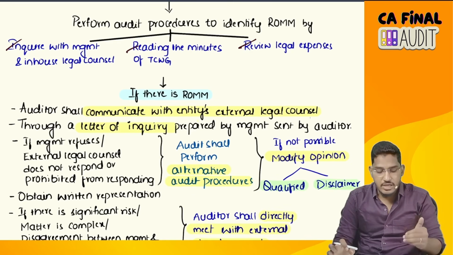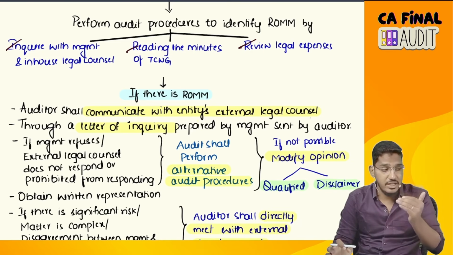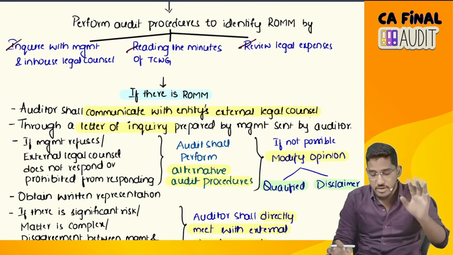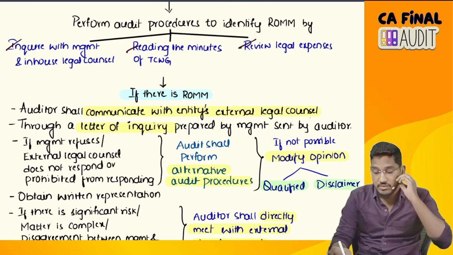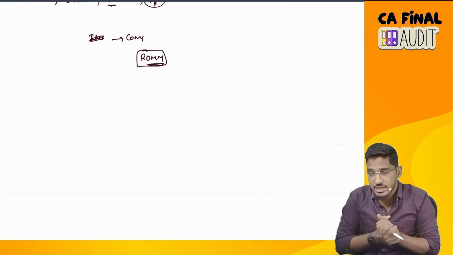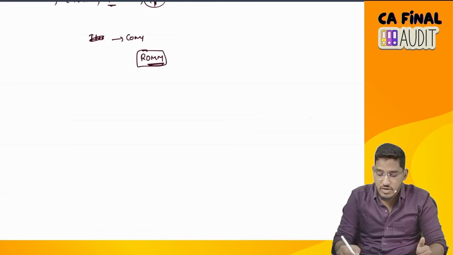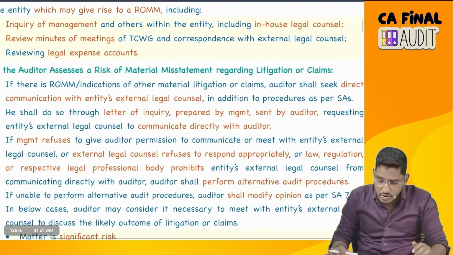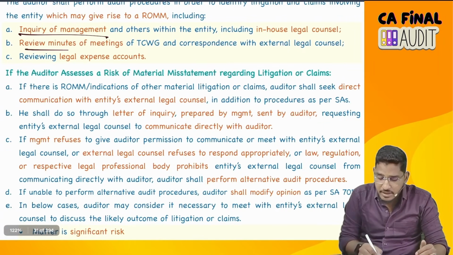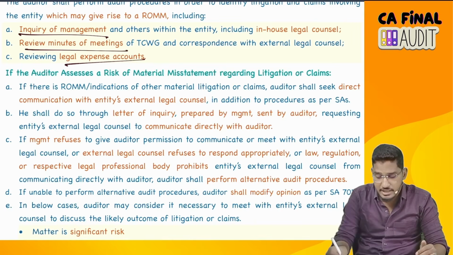Track the legal expenses account, do the analytical procedures, like when compared with the last year, in the current year, is there any huge significant increase or decrease in the legal expenses? So whatever it is, perform these three steps to identify risk of material misstatement. Once again, I'm not finding out the misstatement directly, I'm just identifying risk of material misstatement by doing what? By doing three simple steps. So what are the three simple steps? Inquiry of the management, review of minutes of the meeting, and verifying the legal expenses.